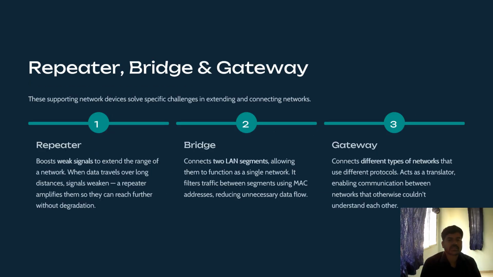The next one is repeater. Repeater is boosting the weak signal and converting it into strong signal. And then bridge. Bridge connects two LAN segments into a single one. Then a gateway. Gateway connects different types of networks that use different types of protocols. It acts as a translator, enabling communication between networks.